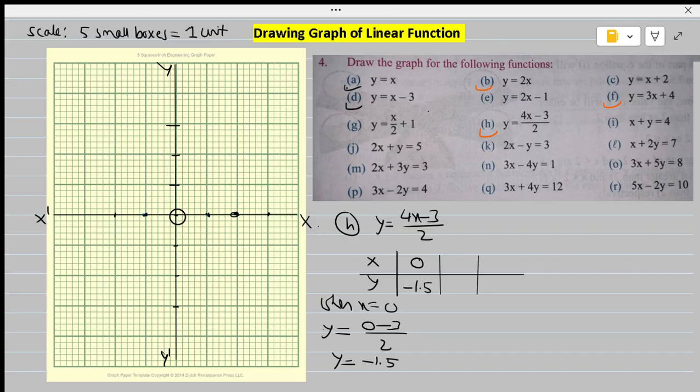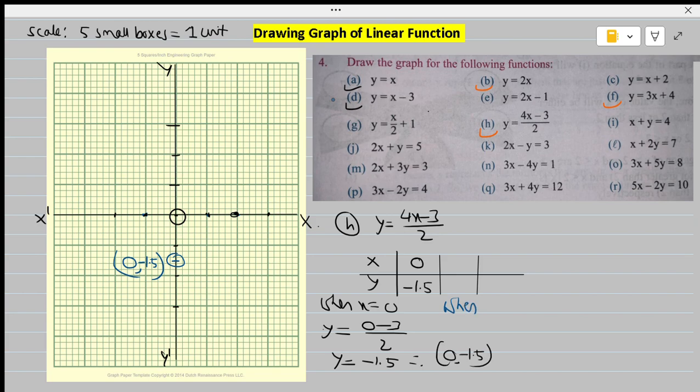Okay, let's fill this point first. So x is 0 and y is minus 1.5. So how do we fill it? See, 0 is over here at the origin, and for minus 1.5, you count 1 step and then a half step down. So 1.5 is midway over here. So this point is going to be here: 0 comma minus 1.5.